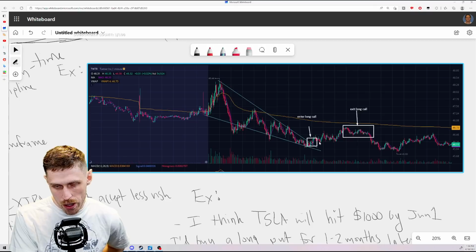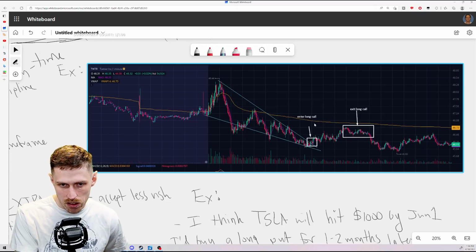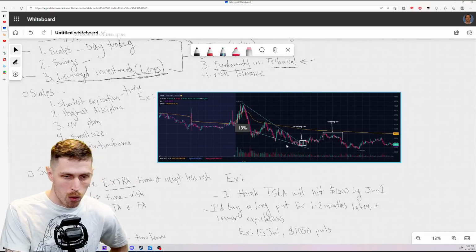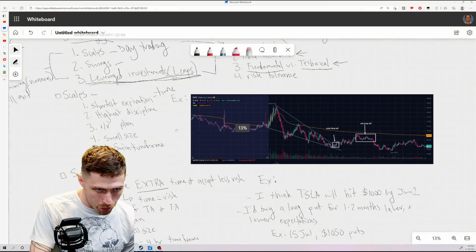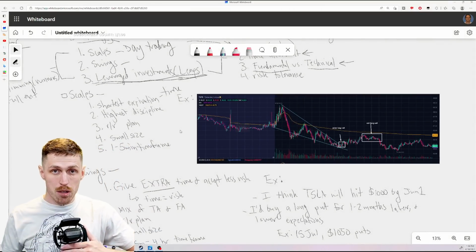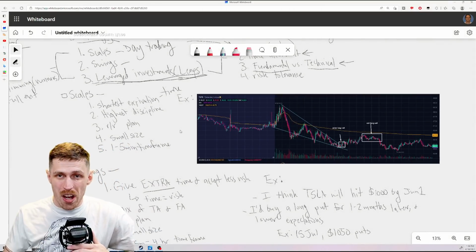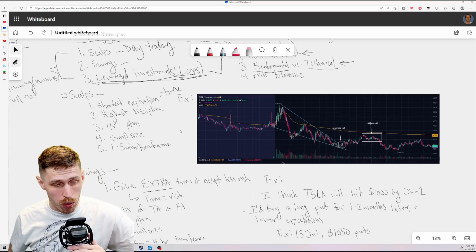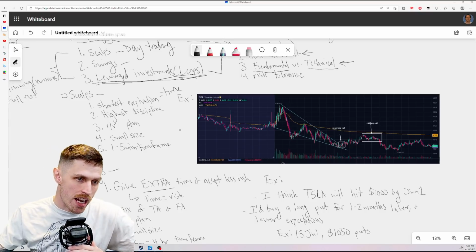As long as it moves up in the direction you want, you take that long call. You exit that long call. I'm just taking it right there. I'm not worried about time because the setup's right in front of my face, right? Shortest expiration possible, usually about one strike out of the money or at the money, or what I'd personally be looking at. You need high discipline.